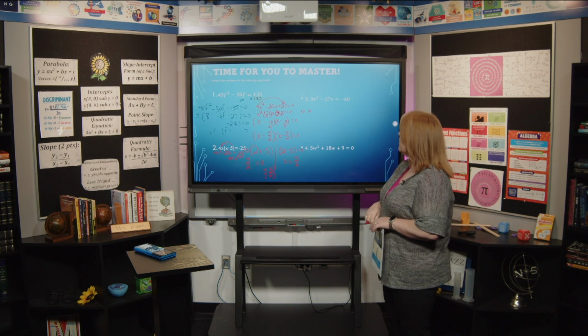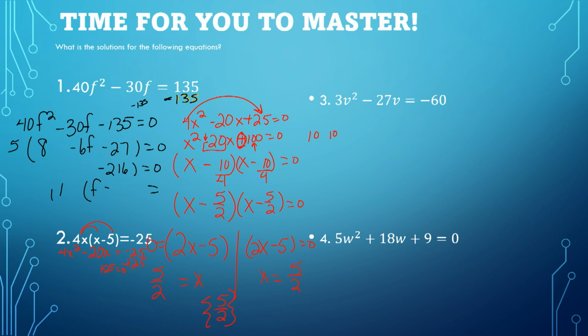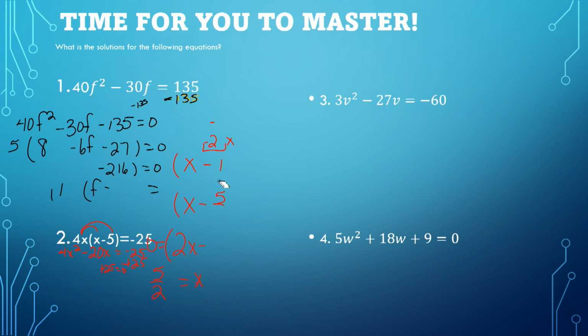All right, so let's try number 3. So let's look. We have 3v squared minus 27v equals a negative 60. So the first thing I notice when I look at this is, Ms. Killen, it is not in the correct form. My different terms are not together. So I'm going to have to do some working to get everything together so I can factor correctly.